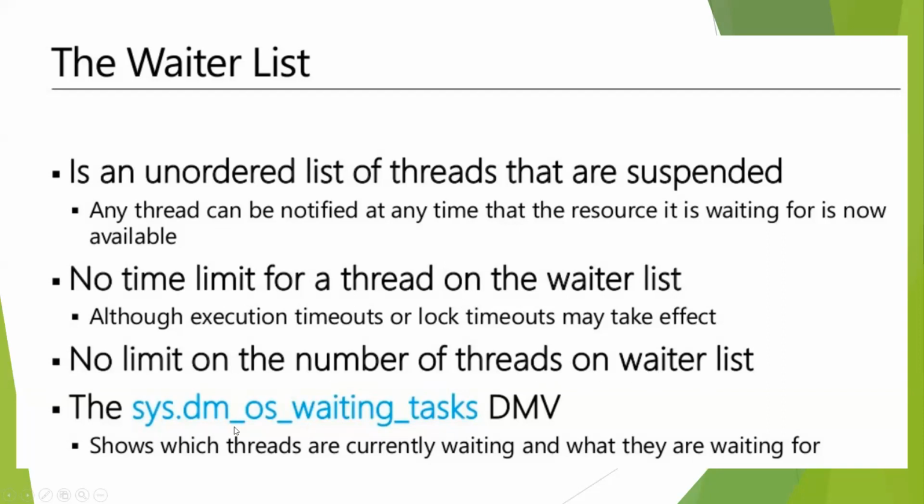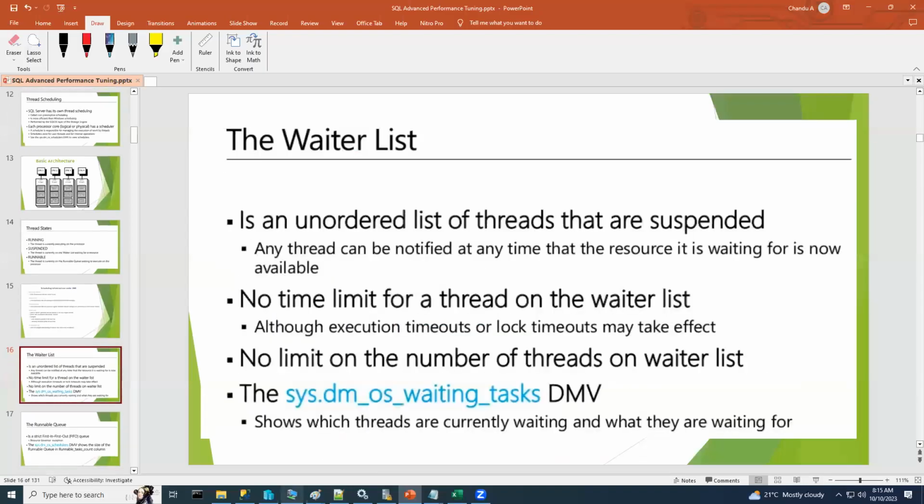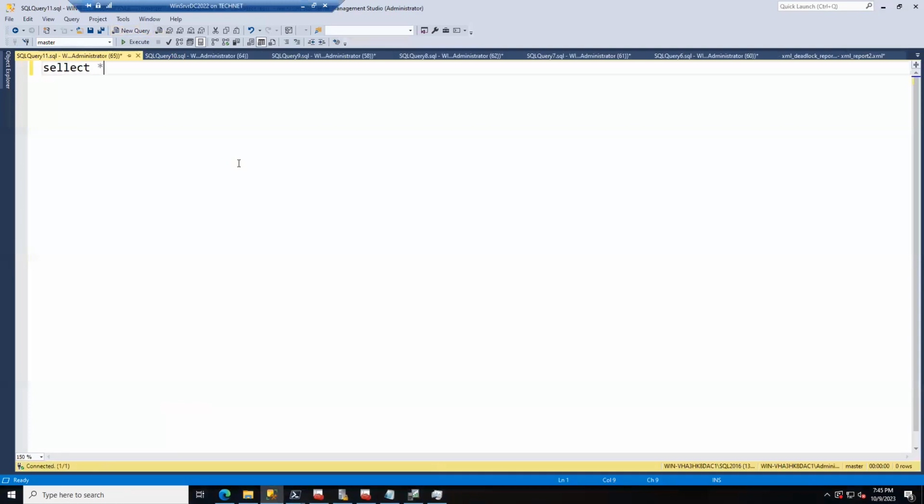You can use sys.dm_os_waiting_tasks to show which threads are currently waiting and what they are waiting for. So you can use this DMV: select * from sys.dm_os_waiting_tasks.